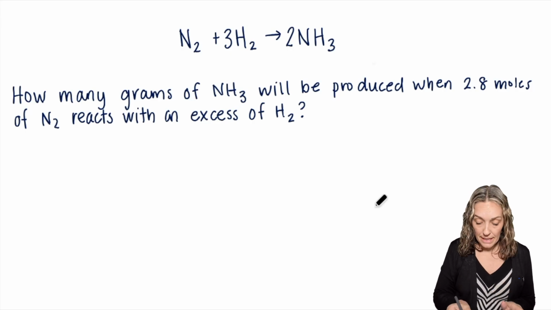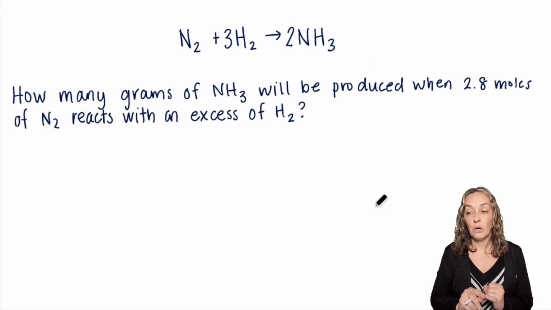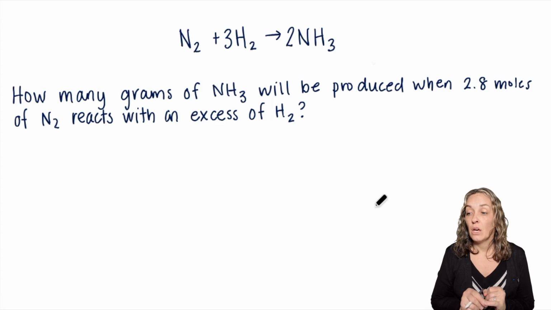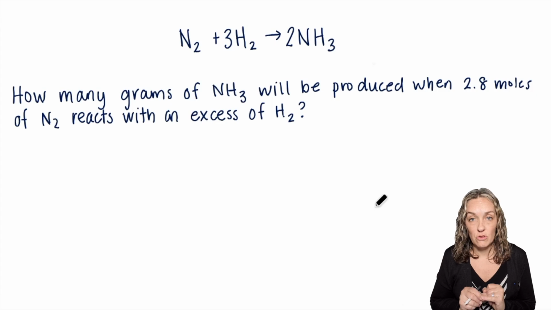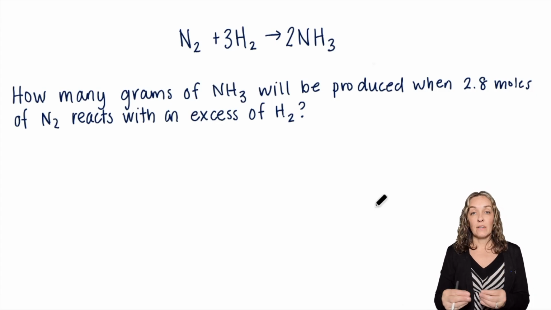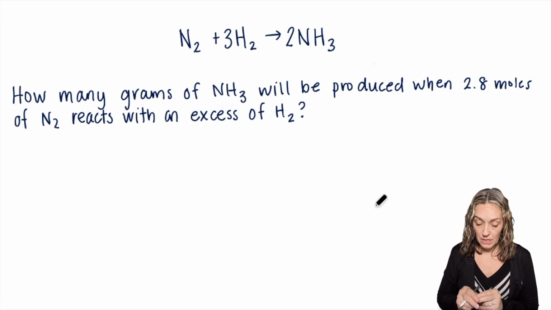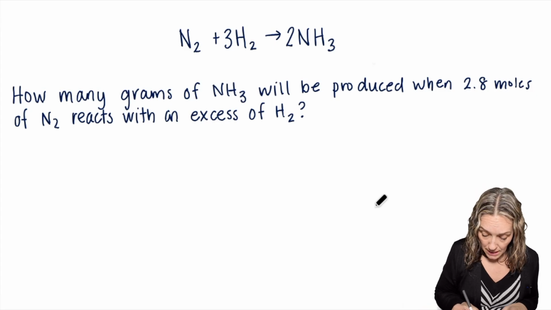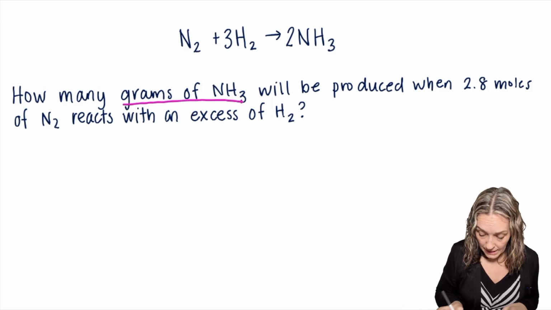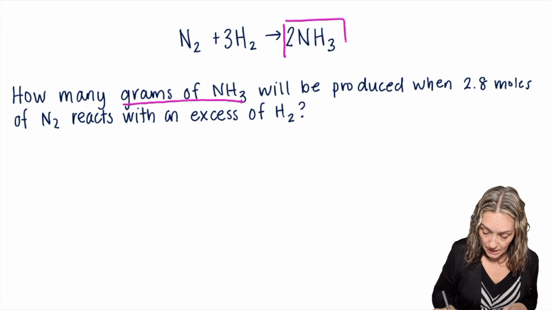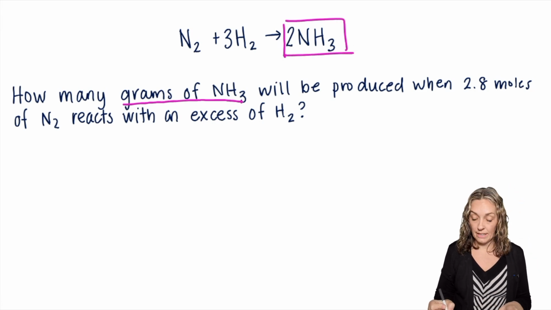I'm going to use that same balanced equation, but this time I want to know how many grams of NH3 will be produced when 2.8 moles of N2 reacts with an excess of H2. All right, again, I'm going to start all of these problems the same way. I'm going to read through and determine what 2 substances I care about the amount of. It's asking me how many grams of NH3. So I'm going to find the NH3 in the equation and identify it.